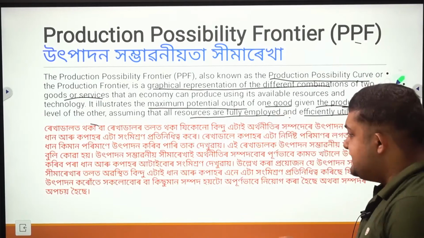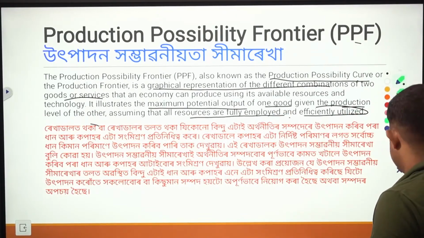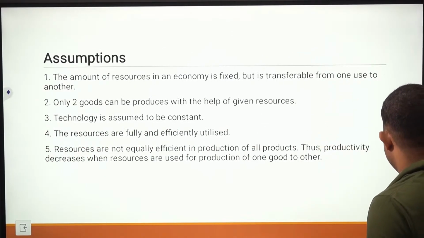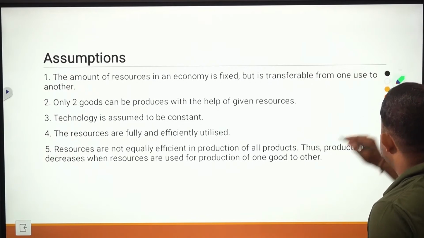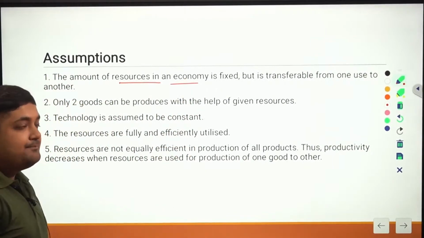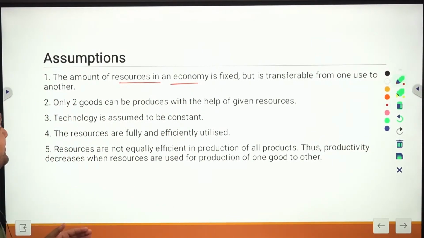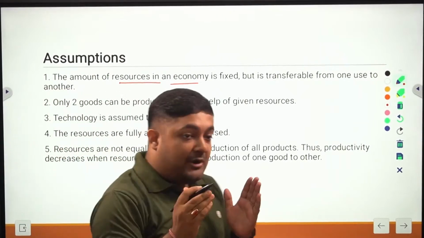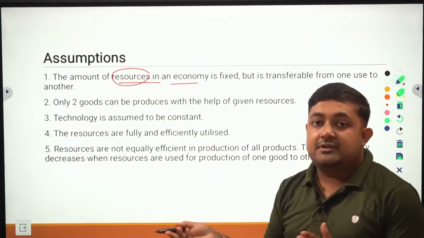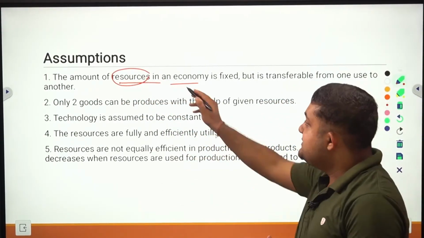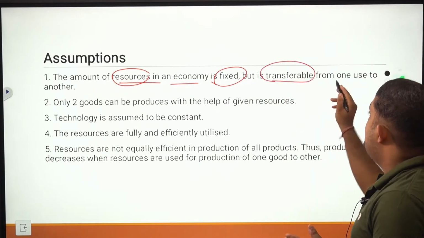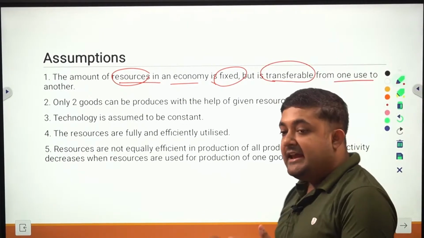Now let us move to the assumptions. Basically these assumptions we already covered in the last lecture, yet we are going to see it once again. The amount of resources in an economy is fixed but is transferable from one use to another. Whatever available resources there are in our economy are basically fixed or constant, okay, but transferable from one use to another.